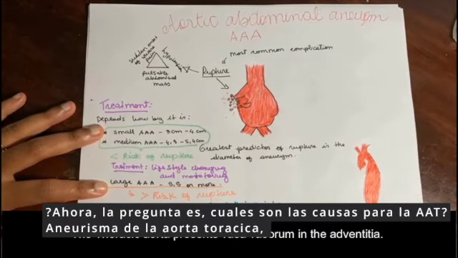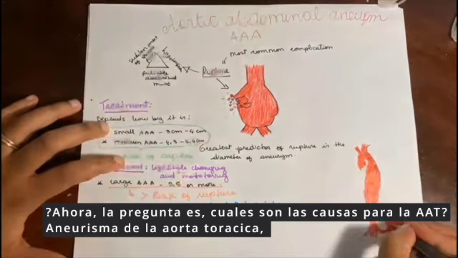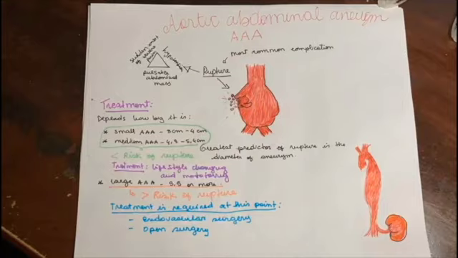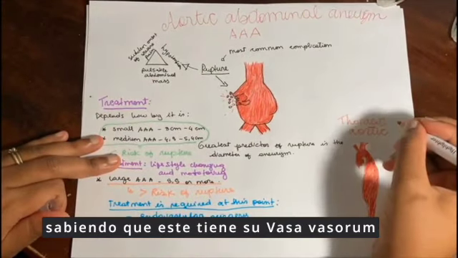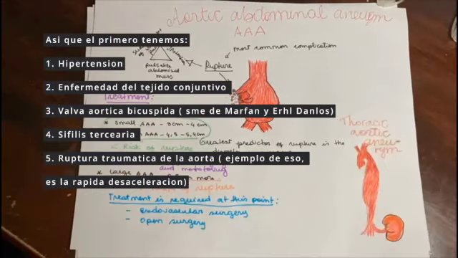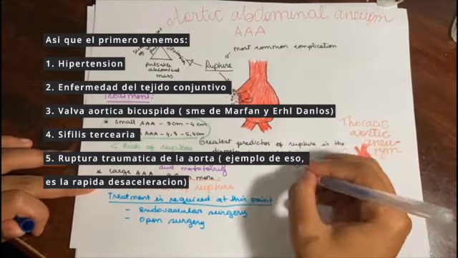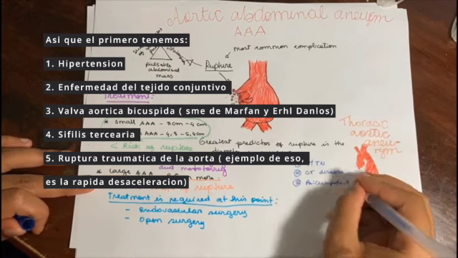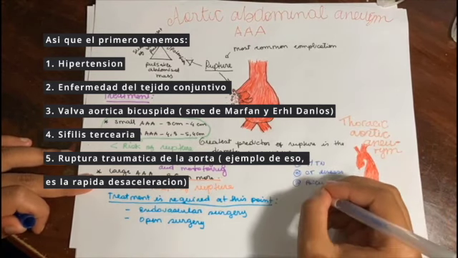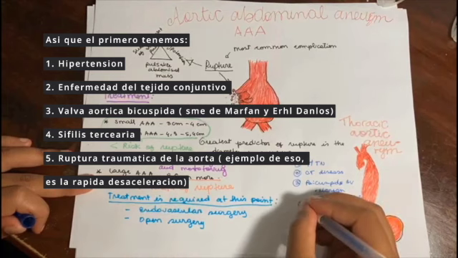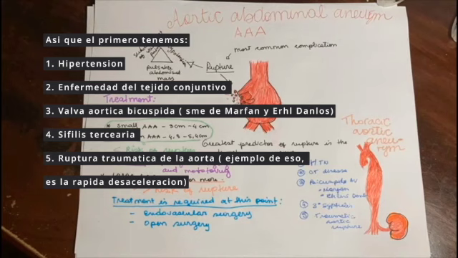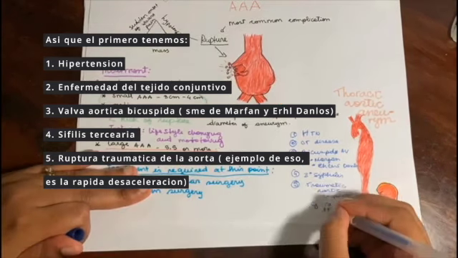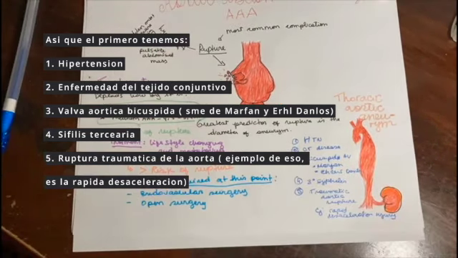So the question is, what are the causes for TAA, thoracic aortic aneurysm, knowing that it has its vasa vasorum? So the first one is the hypertension, then we have the connective tissue disease, the bicuspid aortic valve, and then we have associated with Marfan and Ehlers-Danlos syndrome, and then we have the syphilis in third stage and traumatic aortic rupture. An example of this is a rupture deceleration injury.